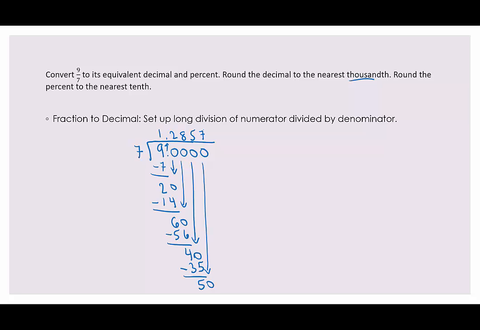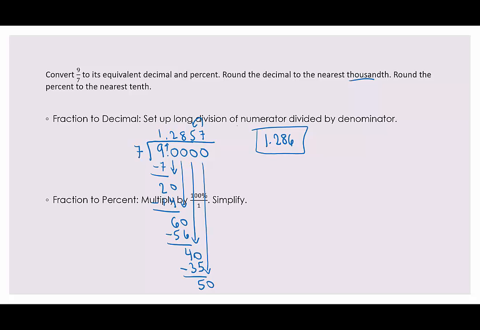So now, let's see, the equivalent decimal would be 1.285. And then the 7 tells the 5 to bump up 1. This particular decimal is going to be closer to 1.286 than it is to 1.285. So it bumps the 5 up to a 6. And that would be my approximated decimal equivalence of 9/7.